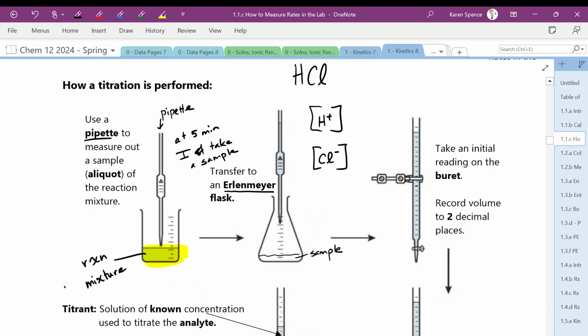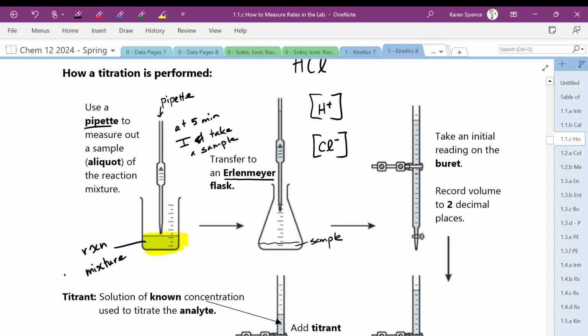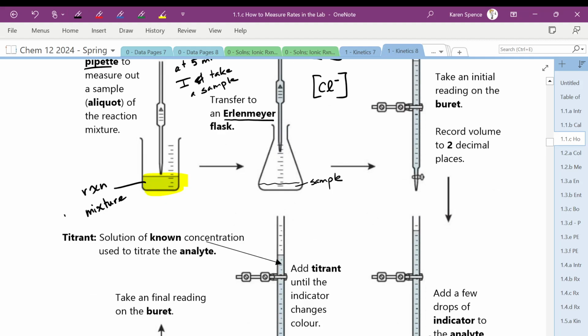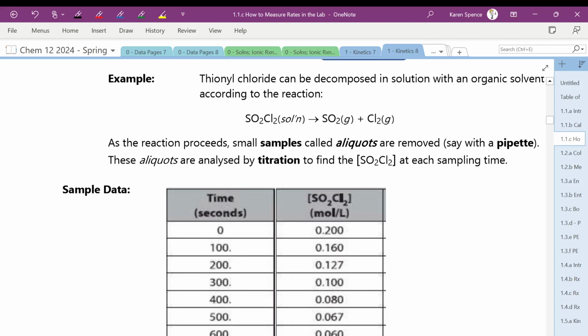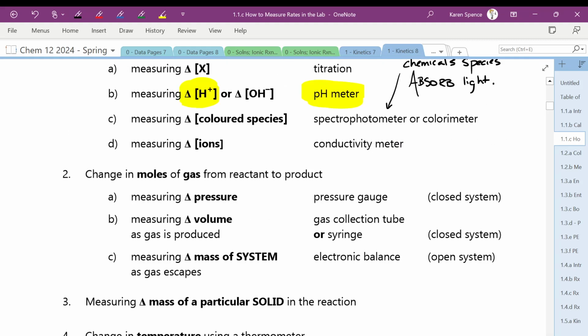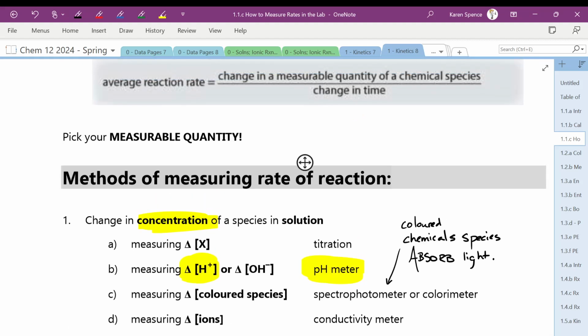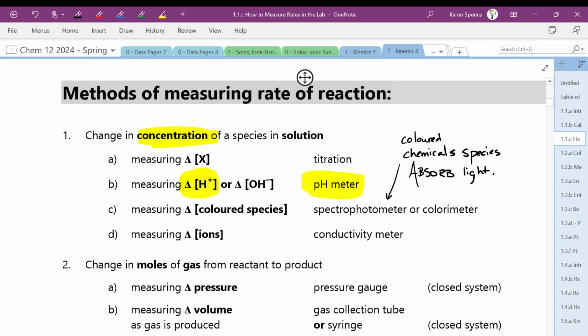You're not really responsible for knowing how to do a titration at this point, so don't worry if you're like, you went blah, blah, blah, Ms. Spence, I have no idea what's happening. Basically, it means you do a bunch of chemical things. It takes a while and you can figure out a concentration. All right? Let's go back to here. So this is page 18.